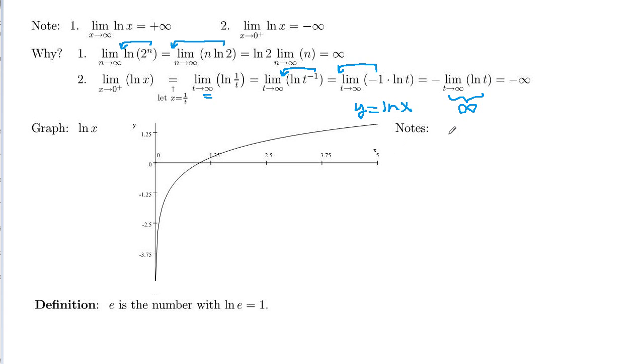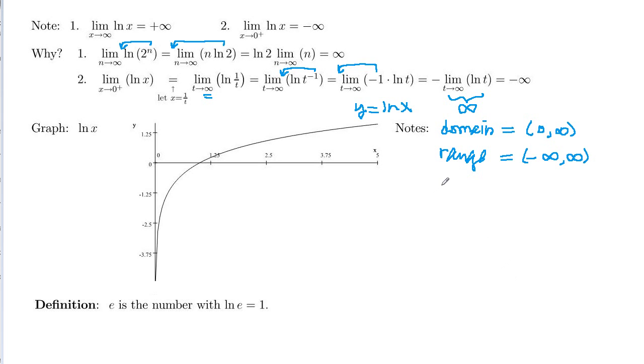So some notes here. Notice that the domain of the natural log function is only positive numbers. So this is 0 to infinity. And the range, well, it goes down to minus infinity and up to plus infinity. So our range here is negative infinity to infinity.